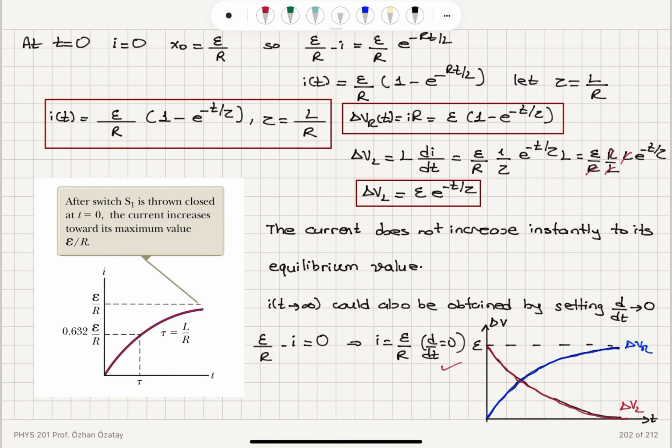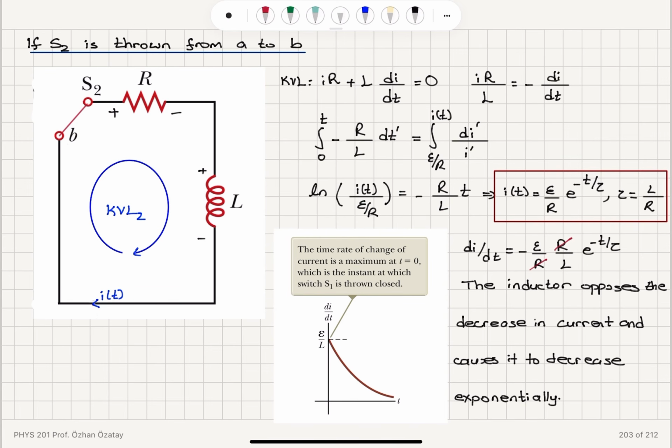R. And when we change the position of the switch to B, this time we see that the current decreases from epsilon over R to 0 exponentially, and the voltage on the inductor basically shows us that the inductor opposes the decrease in the current. The dI/dt starts from epsilon over L, so L dI/dt is epsilon. So initially we have epsilon for the voltage, and now it decreases to 0 as time goes to infinity.